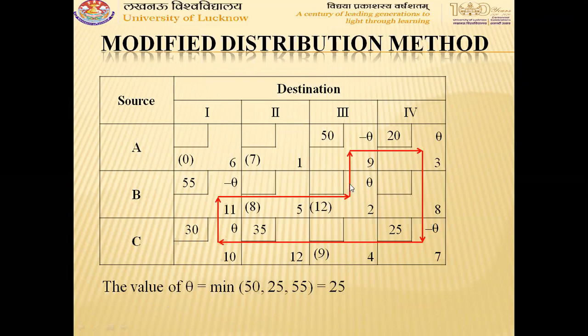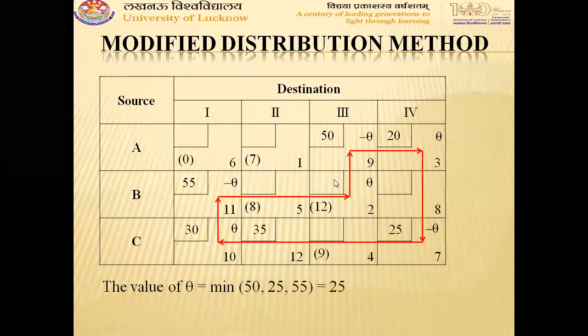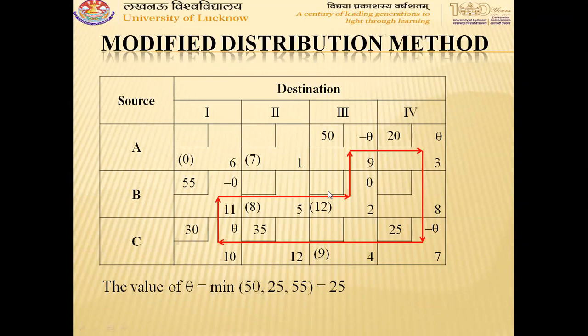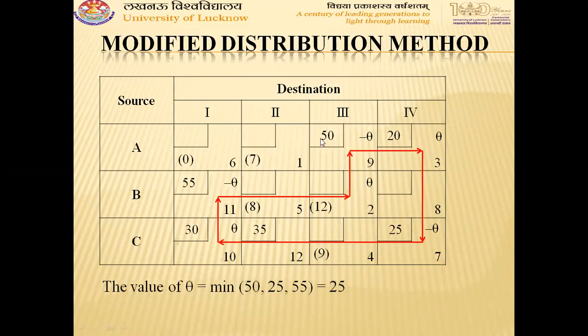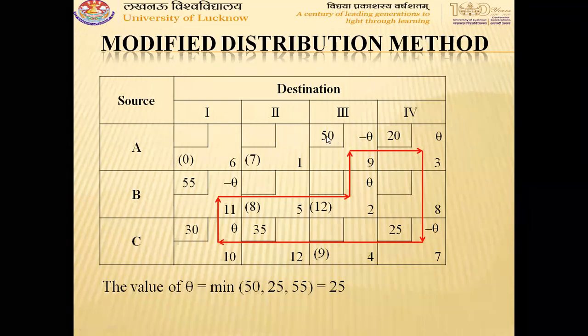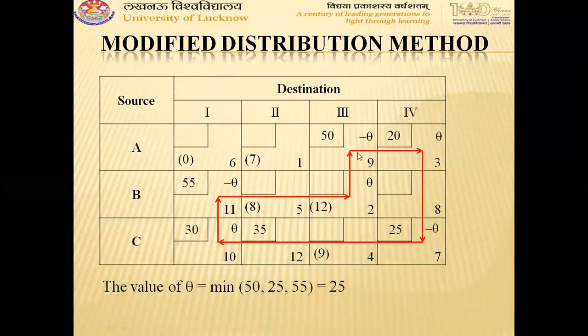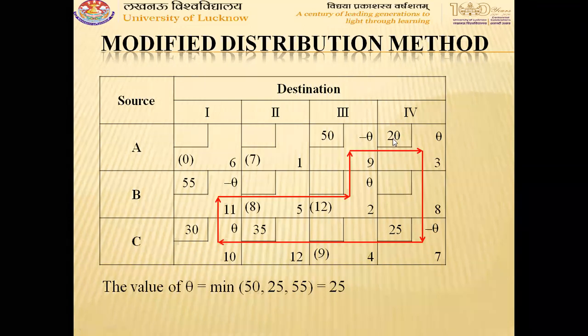That means starting from here plus theta occurs, allocation is 0, 0 plus 25 will become 25. Then to the next cell, 50 minus theta occurs, so we subtract, that is 50 minus 25, it will also become 25. Then to the next cell we add 25, it will become 45. Then to the next cell subtract, it will become 0. Then next cell add 25, it will become 55, and next cell we subtract 25, it will become 30.